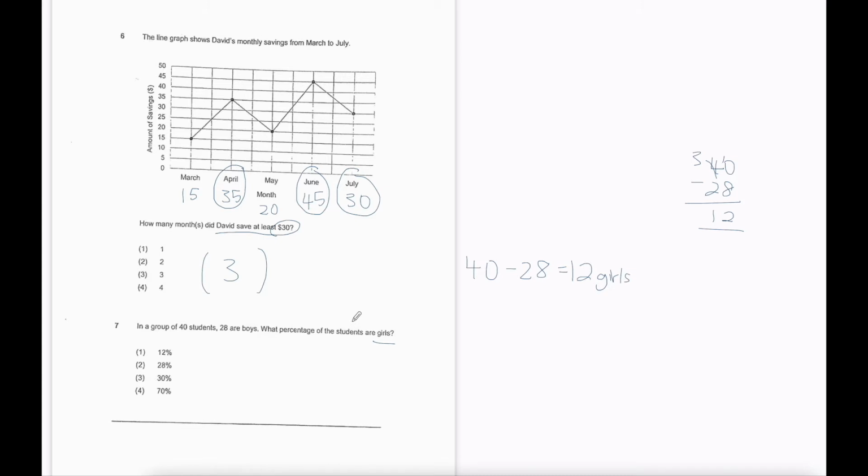So what percentage of the students are girls? I need to take girls over total times 100. Okay, so I'll cancel, and then it becomes 1, it becomes 3. So 3 times 10 is just 30%. My answer is option number 3. Okay, let's move on.